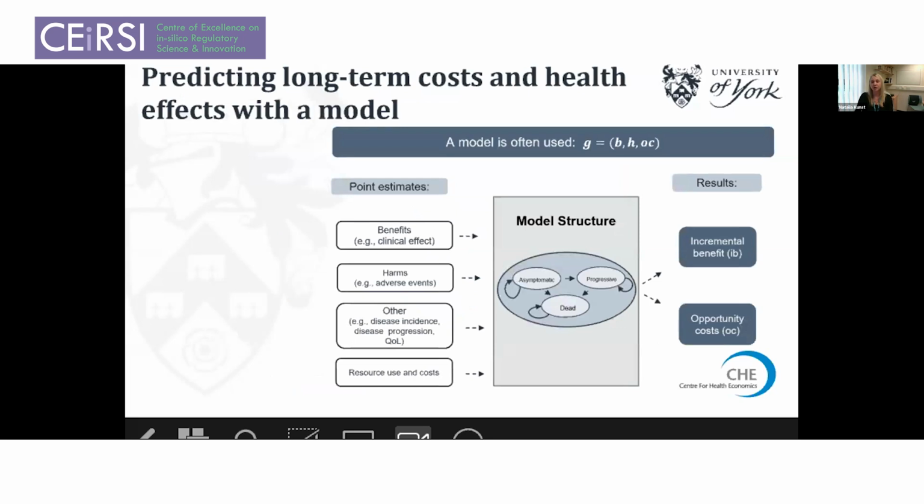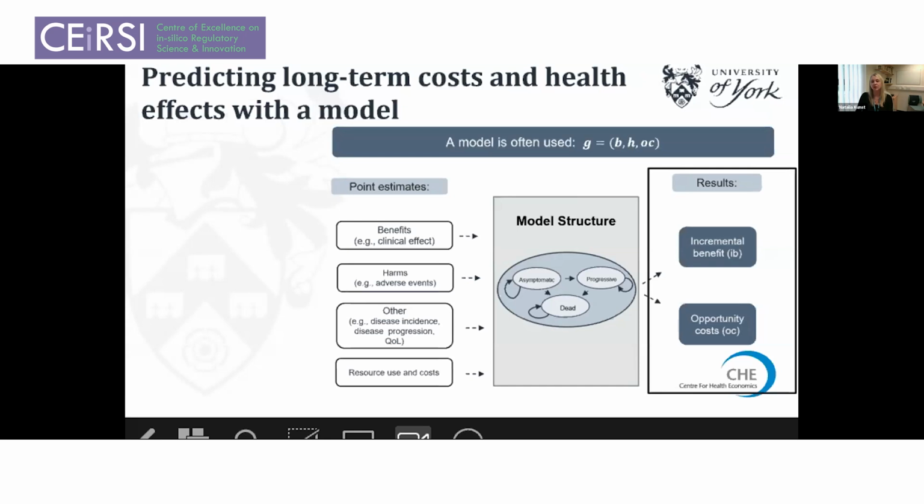Given the high number of inputs needed to estimate the incremental net benefit, a model is often used to inform funding decisions. More specifically, we develop a model that reflects the clinical practice. And this type of model is informed with a number of input parameters and predicts desired outcomes, which we use to estimate incremental benefit and opportunity cost, and finally, the incremental net benefit.